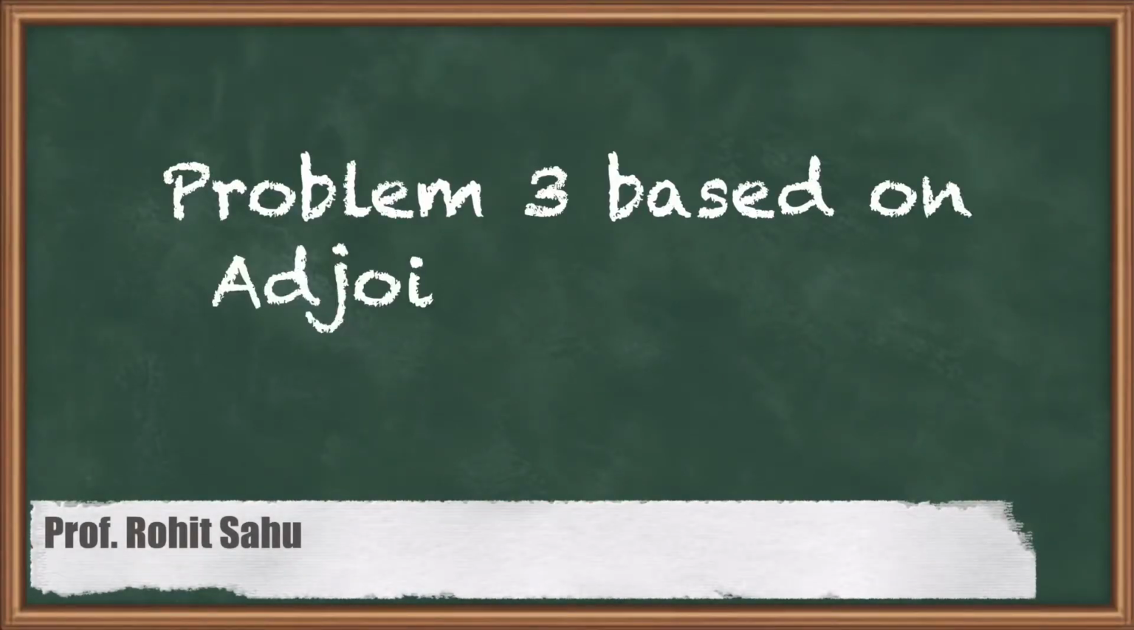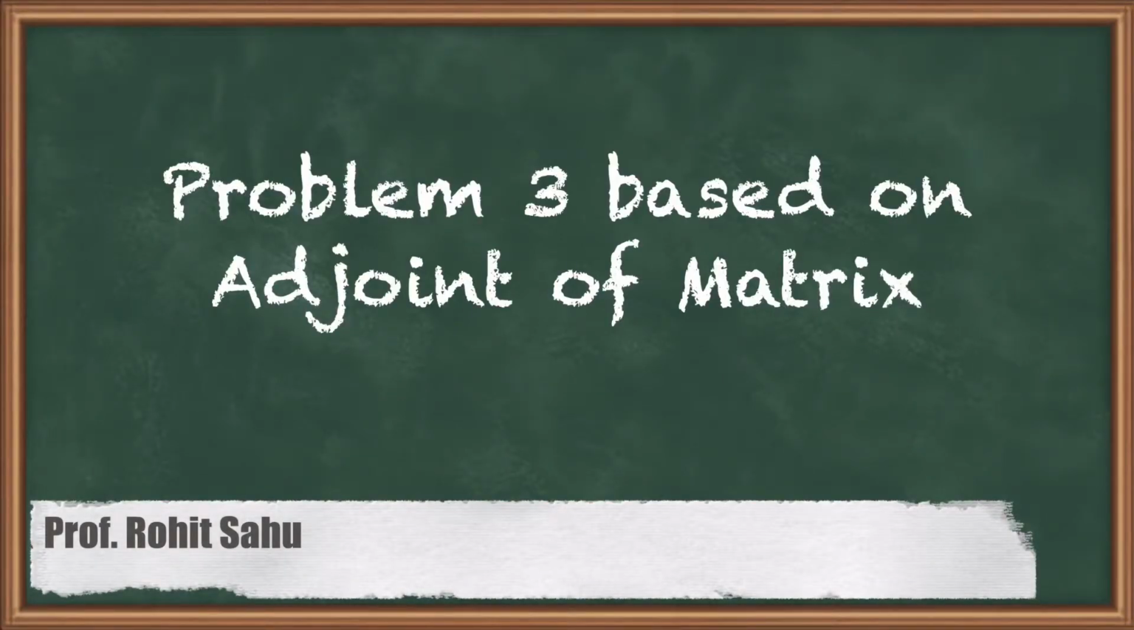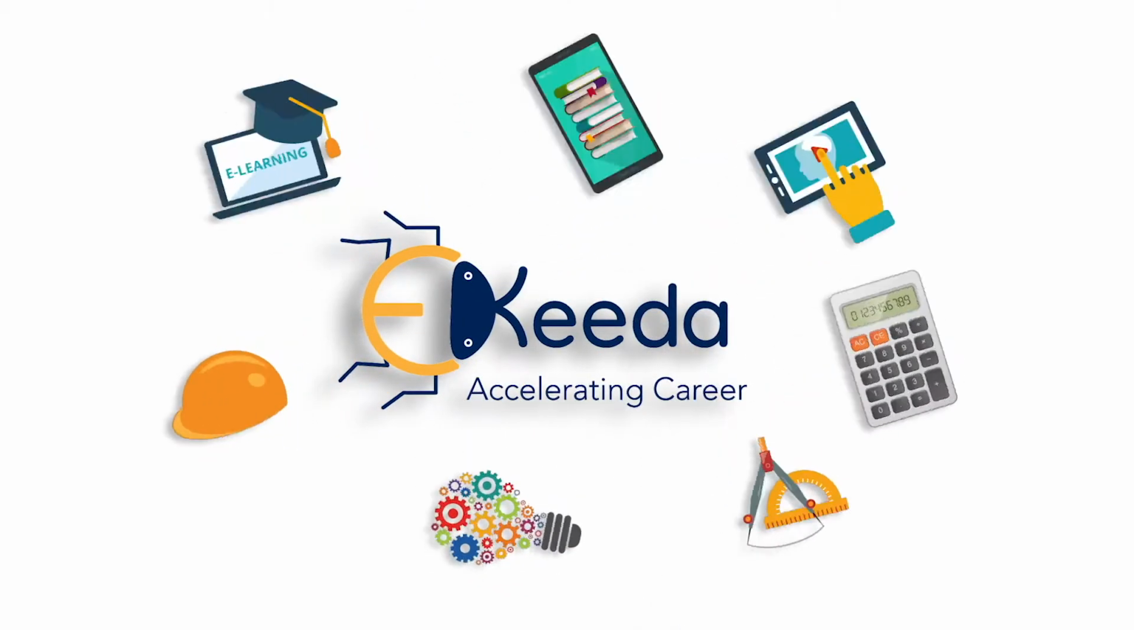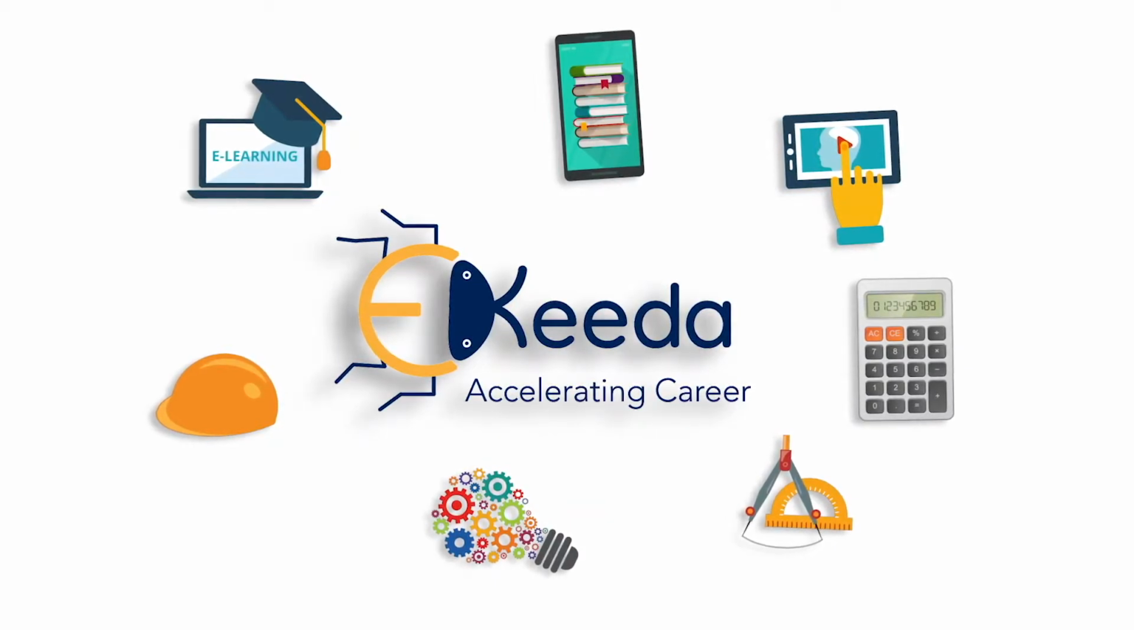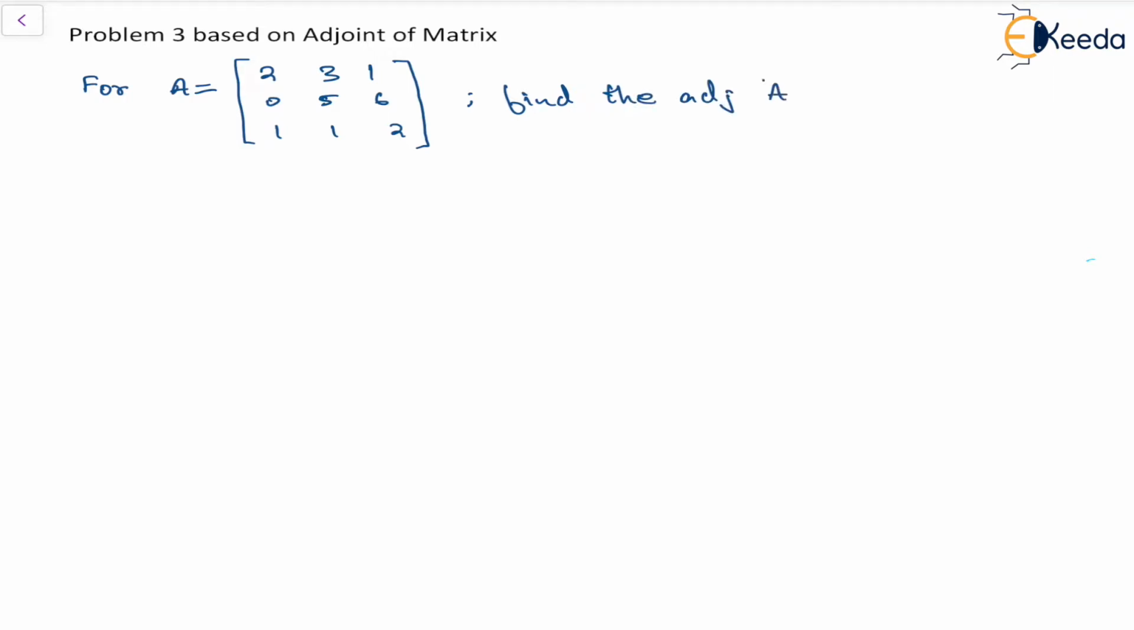Hello, in this session we'll see another question on adjoint of matrix. So let's say we have a matrix of order 3 with elements 2, 3, 1, 0, 5, 6 and 1, 1, 2, and we have to find the adjoint A.